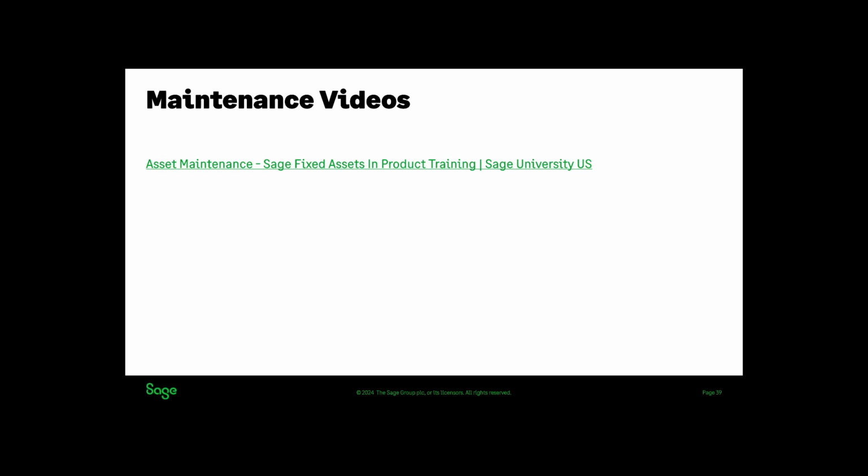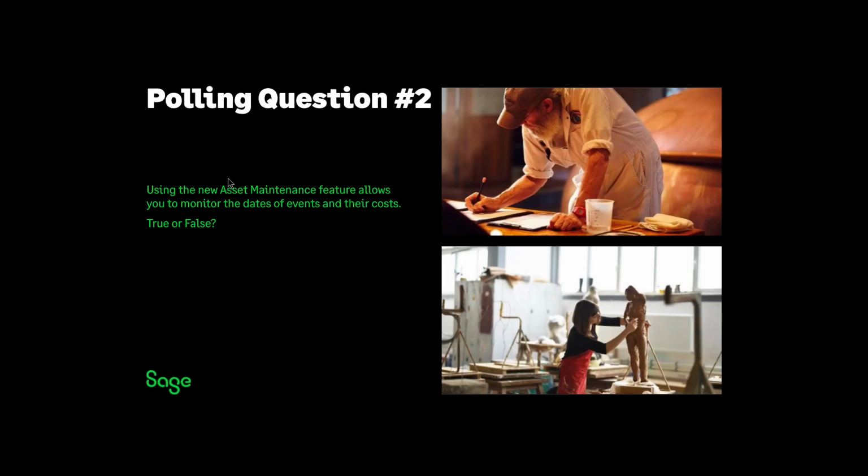I don't know that we ever did polling question number 1, quite frankly, but here is polling question number 2. We kind of skipped over that. And I see that Whitney has launched the poll, so you can go ahead and vote. Using the new asset maintenance feature allows you to monitor the dates of the events and their cost. True or false? And let me take a look here at the results as they're coming in.